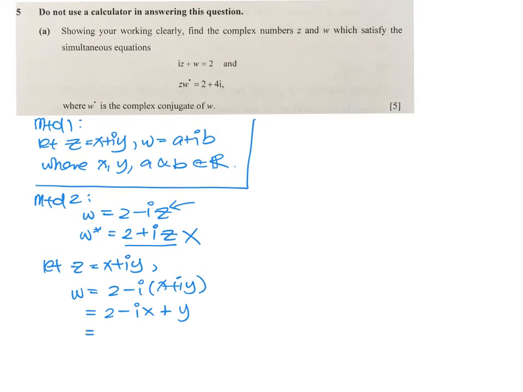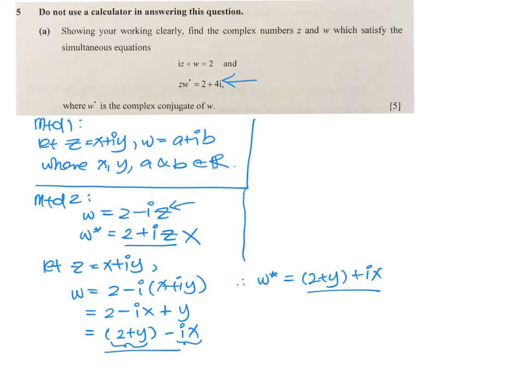Alright, so how about w conjugate? Let me regroup the complex number w with all the real parts, which is 2 plus y, minus ix. So this is the real part of w, and this is the imaginary part of w. Therefore, w conjugate can be replaced with 2 plus y, changing the sign, which is of course plus ix. So you can replace the expressions of w and w conjugate with these in the second equation, and you can solve for x and y. Now this is another method if you want to use this substitution here.